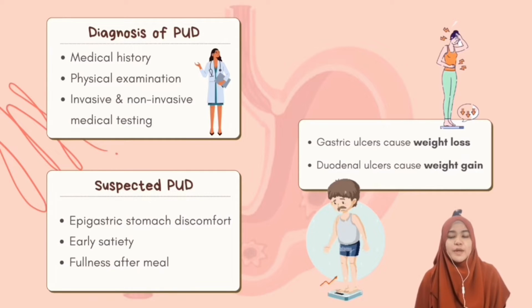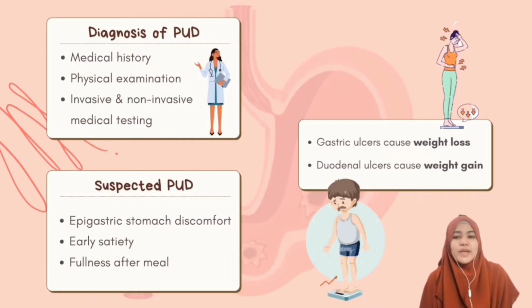Firstly, we should know that PUD is diagnosed using a medical history, physical examination, and invasive and non-invasive medical testing. A thorough history should be taken, and any difficulties should be documented. PUD is suspected when a patient experiences epigastric stomach discomfort, early satiety, and fullness after a meal. Gastric ulcers cause weight loss because the pain increases 2 to 3 hours after a meal. But duodenal ulcers cause weight gain since the agony lessens after a meal.